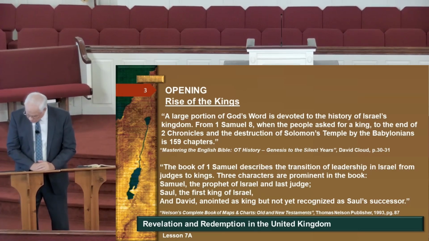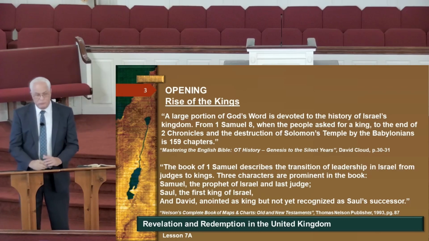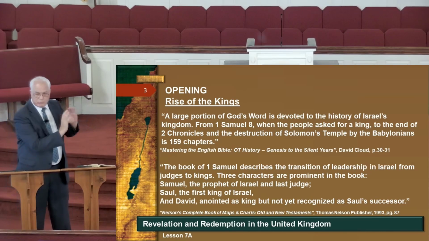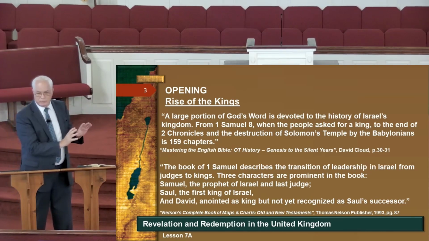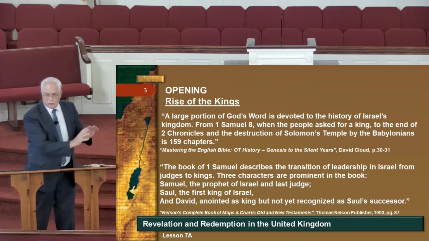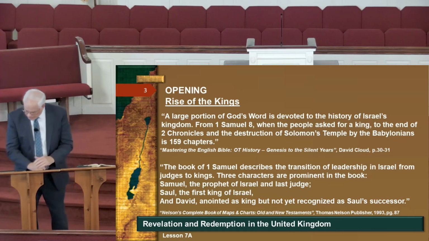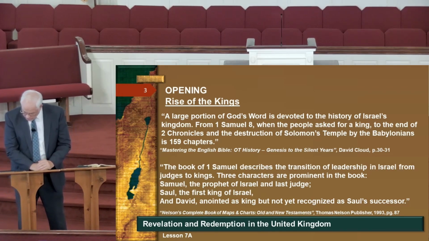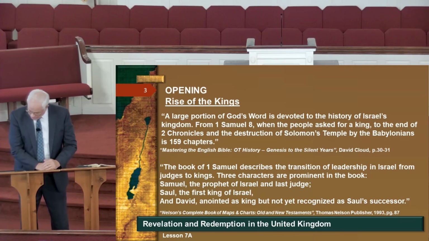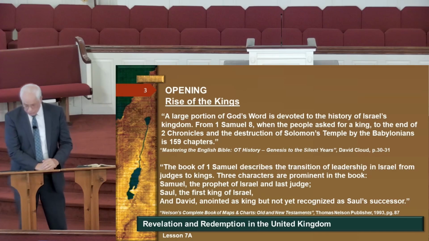The next point here is the book of 1 Samuel describes a transition. And it is a transition, because what did we just cover? What did we just cover? The time period of what we just covered. Pardon? The judges. Now we're transitioning over to the kings here. The transition of leadership in Israel from the judges to the kings. 3 characters are prominent in the book. Samuel, who's the prophet of Israel, and he's the last judge. Saul, the first king of Israel, and then of course David.